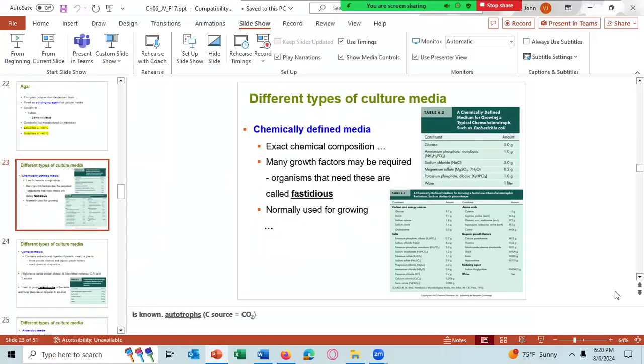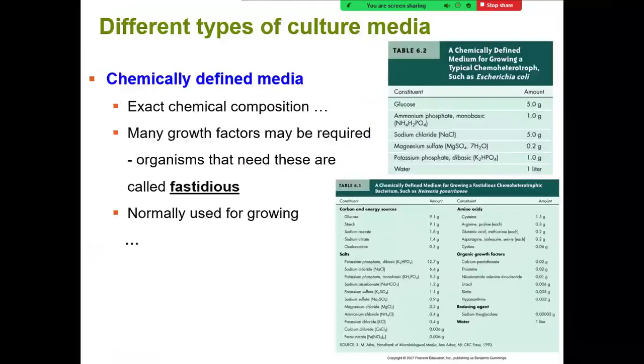Usually when we're using starch, we're just looking to see if the organism can metabolize the starch. And often when we use gelatin, we're looking to see if the organism can metabolize the gelatin as well. As I stated, we have different types of culture media. We have chemically defined media, where we know the exact chemical composition because every molecule has been specifically added by us. So we know what it is.